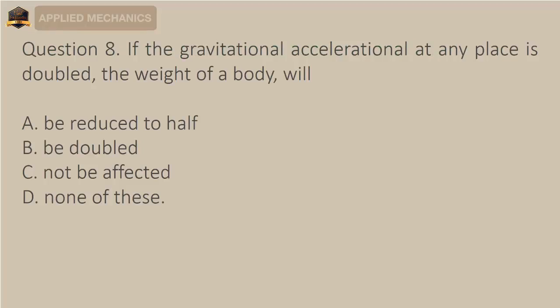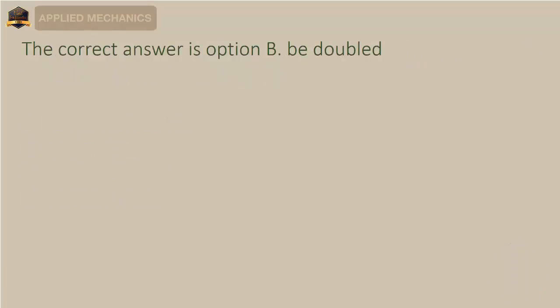Question 8. If the gravitational acceleration at any place is doubled, the weight of a body will: a. be reduced to half. b. be doubled. c. not be affected. d. none of these. The correct answer is option B.